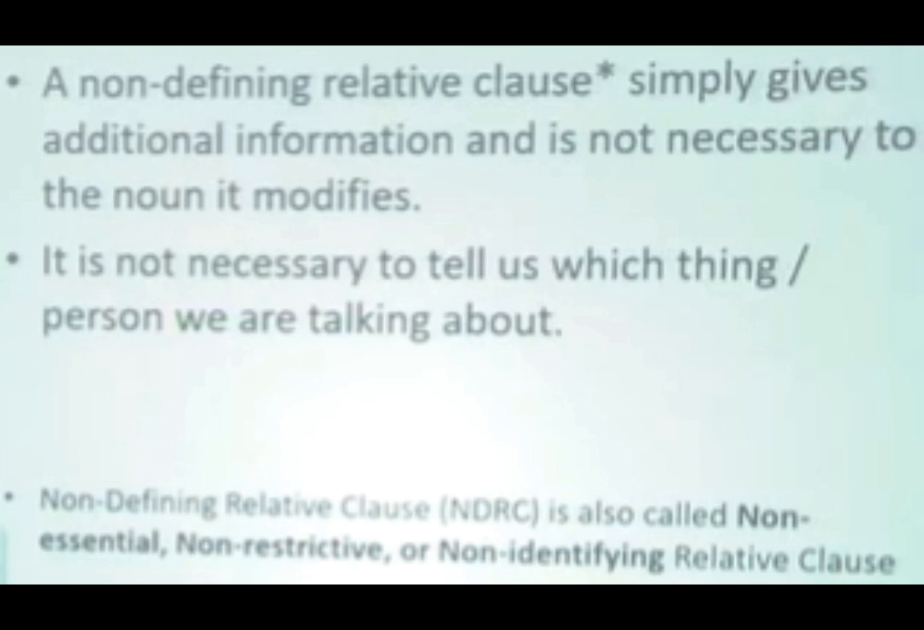Let's see, for example, the second type, which is the non-defining relative clause. And you see here this asterisk, it means that a non-defining relative clause is also called non-essential, non-restrictive or non-identifying relative clause. So what is a non-defining relative clause? It is not important. It gives us additional information. We may or we may not need it. It is not necessary to the noun it modifies. It is not necessary to tell us which thing, person, or idea we are talking about.